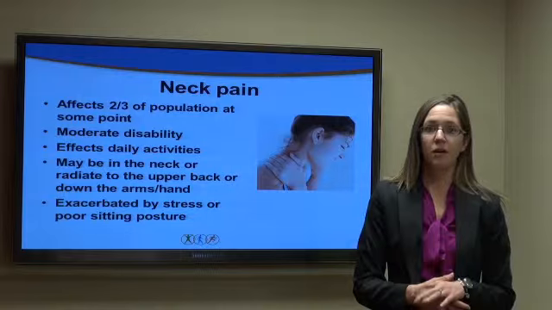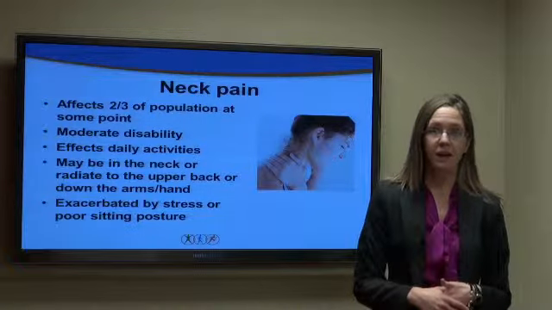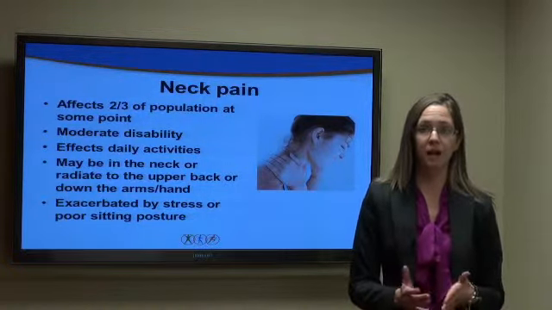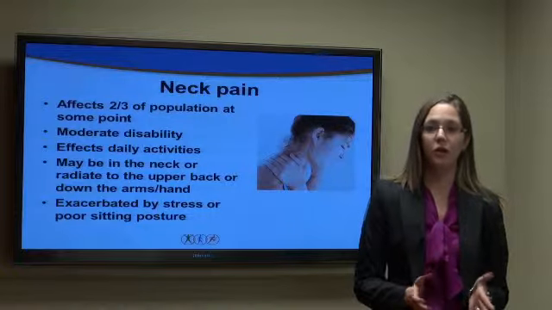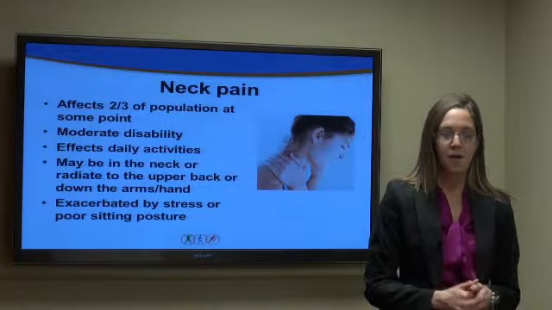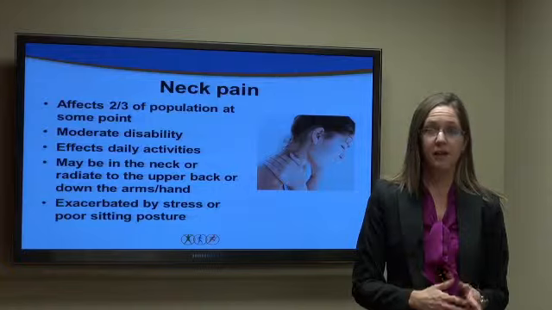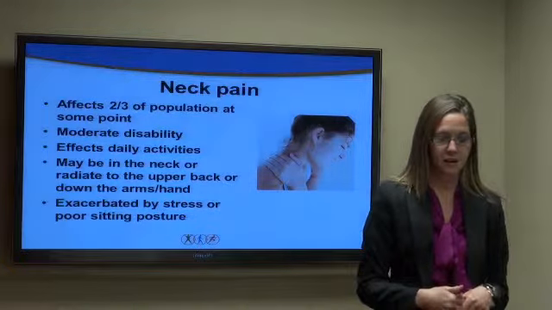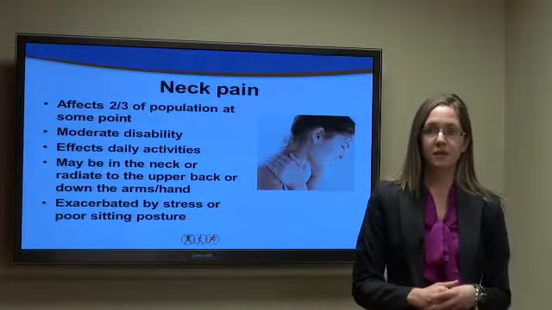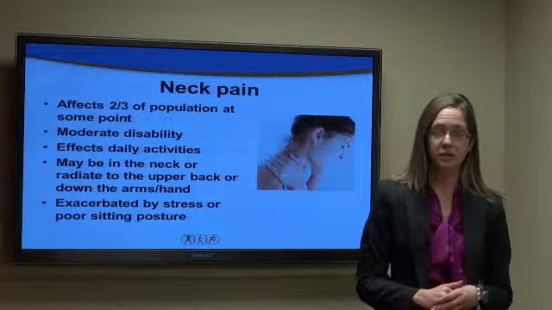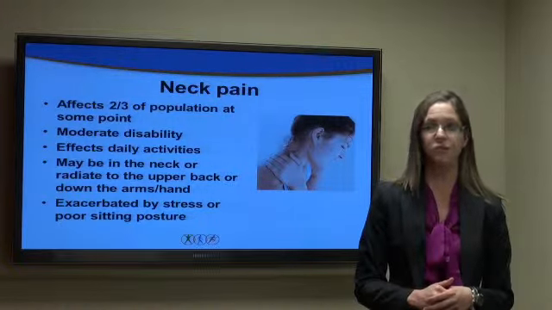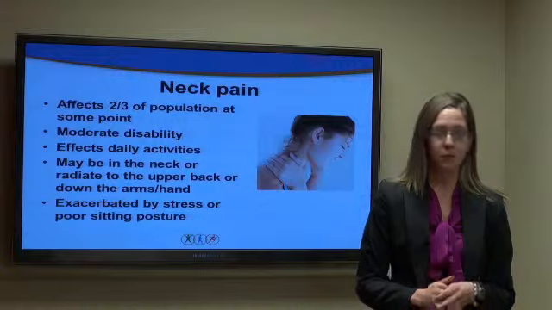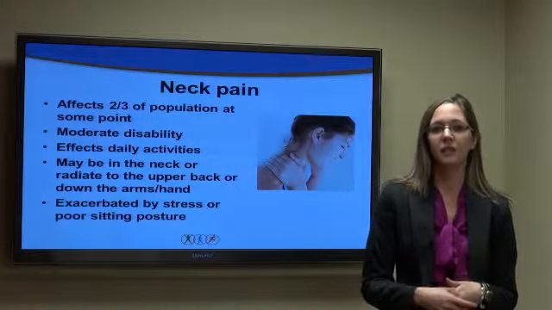Neck pain does not always, however, just affect the neck. It can also affect a person's upper back, their shoulders, their arms, or their hands, because an injury to the neck can cause radiating pain to these areas. Neck pain can also be exacerbated by emotional stresses or physical stresses, such as those caused by poor posturing that is common in everyday life.